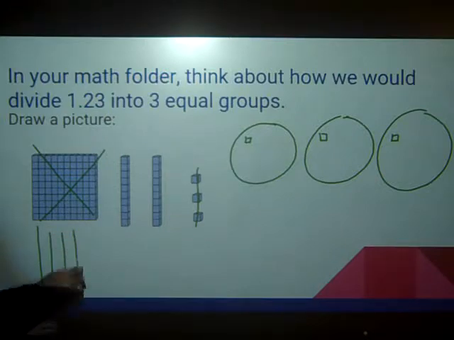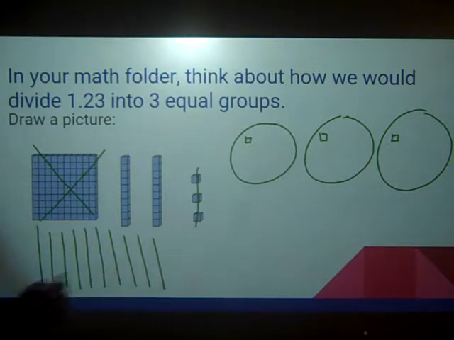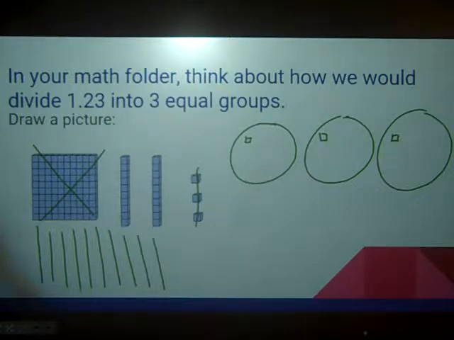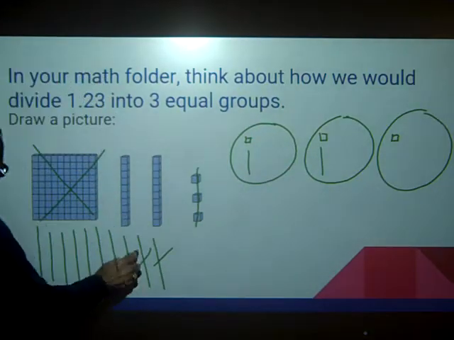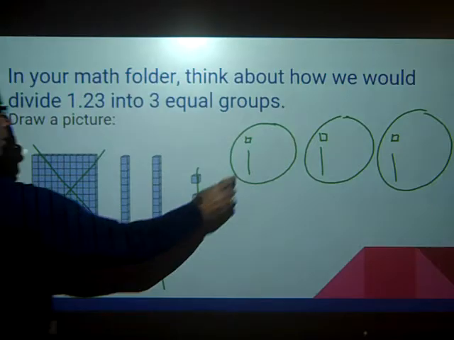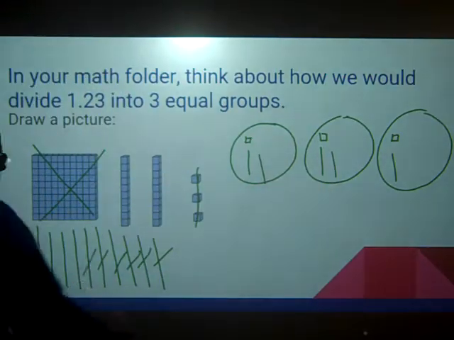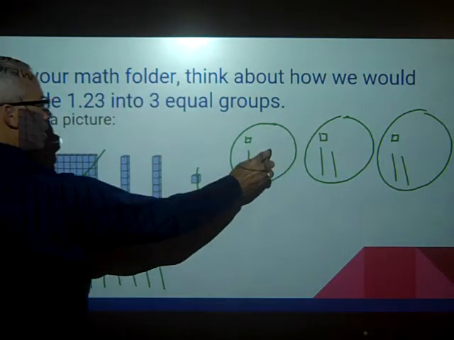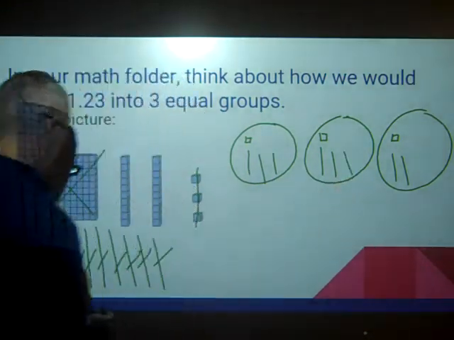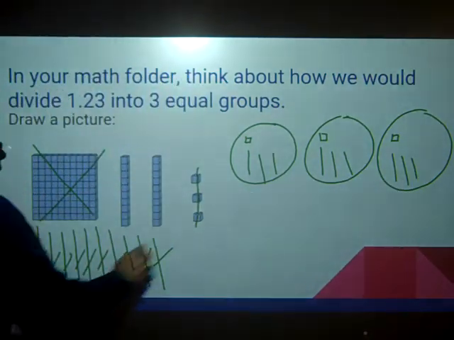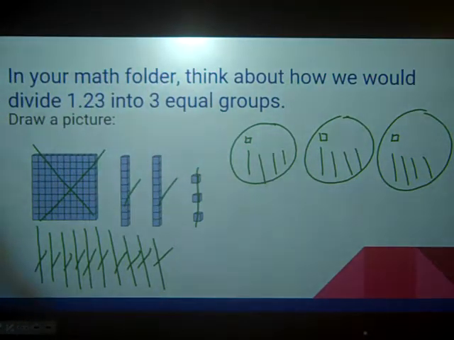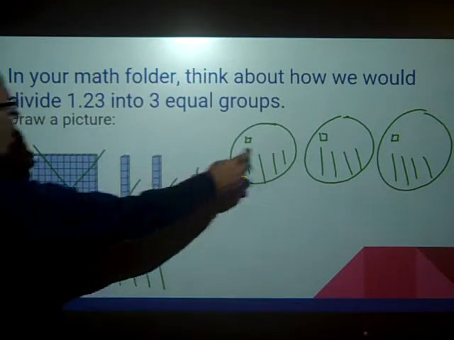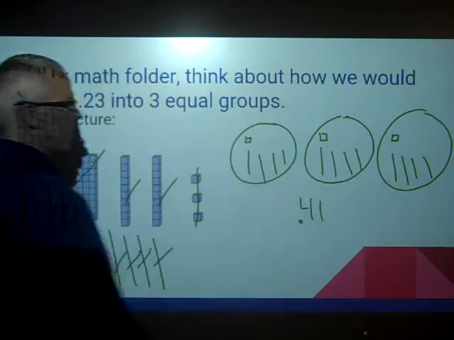1, 2, 3, 4, 5, 6, 7, 8, 9, 10. Now how many tenths do I have? 12. 12 tenths. Can I divide 12 tenths evenly by 3 groups? Yes. Absolutely. So, 1, 2, 3, 4, 5, 6, 7, 8, 9, 10, 11, 12. Now, how much is in each group? 4. No. 41. What do I call it? 41 hundredths. Does that make sense?